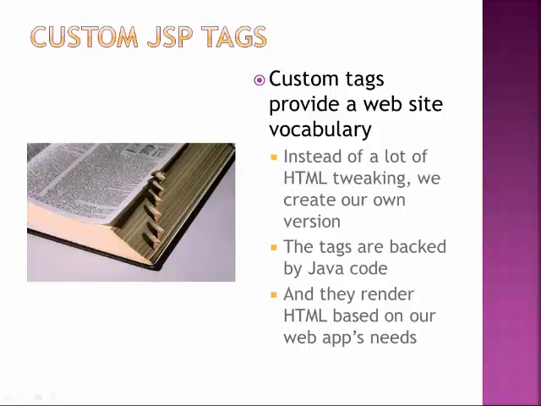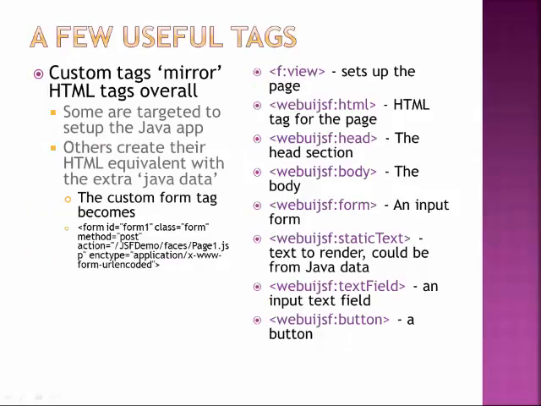A few useful tags that we can look at include things that we commonly see, like HTML tags, head, body, form tags. All that is tied together. That allows us to do, as you can see down here, a custom tag. With the form tag, the web UI JSF form tag, it gets pointed out: okay, this is the action, this is the encoding type I want, this is the post or get method I want. It puts in all the rest of those details, so you don't have to be aware of that as a coder.